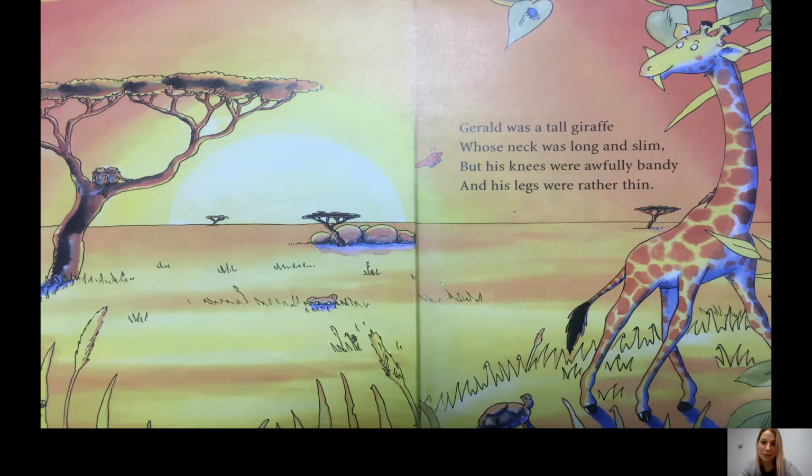In our story, Giraffes Can't Dance, this is the first illustration, the first picture. And the words say, Gerald was a tall giraffe whose neck was long and slim, but his knees were awfully bandy and his legs were rather thin. So we can see here lots and lots of different things in our picture. Can you see that I've circled Gerald the giraffe? Now, I'm going to describe this part of our illustration, Gerald the giraffe.